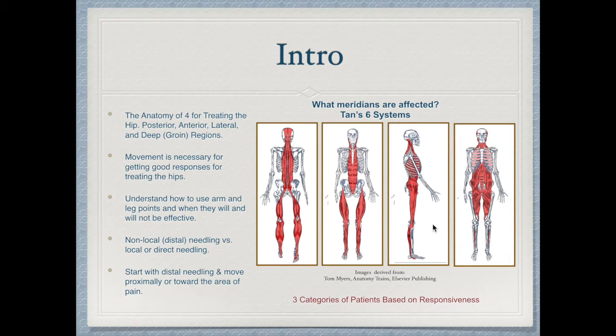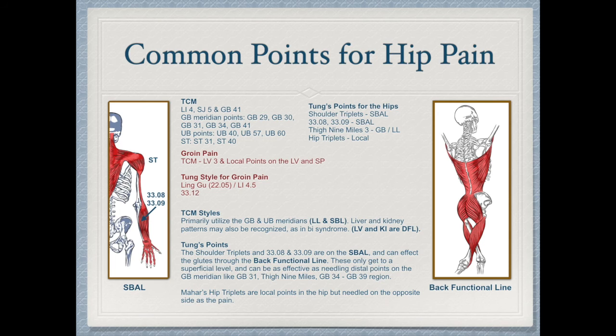Here we see the lateral line, and it looks a lot like the gallbladder meridian. It includes the glutes as well as the IT band. And then this image shows the deep front line, which is connected to all three of the leg yin meridians, as well as the adductors in this area of the medial thigh, as well as the deep fascia of the pelvis. Let's jump right into looking at some of the most common points that are used for hip pain, both in TCM and in the Master Dong system.